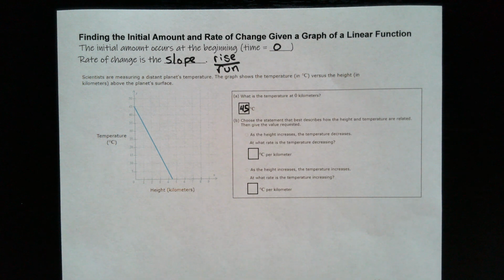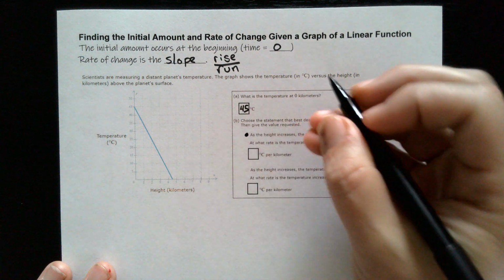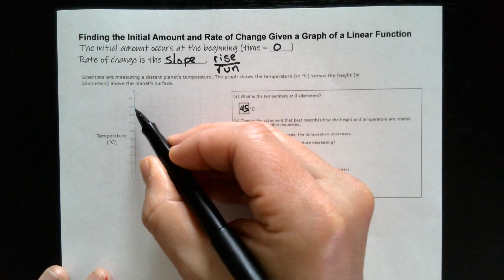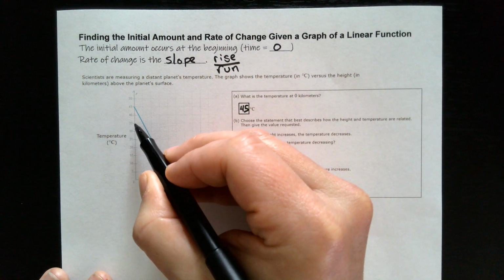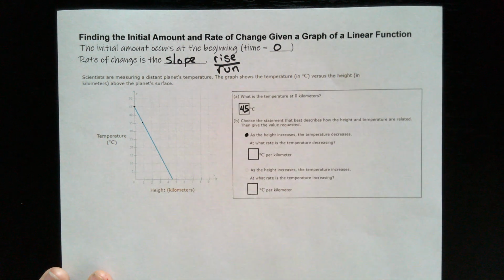What is the rate at which it's decreasing? That means we need to find the slope. So this is the one that we choose. We need to find the slope. So we look here, that's 45. And if we go down twice, it intercepts right there on a corner. So we can use those two to determine our slope.